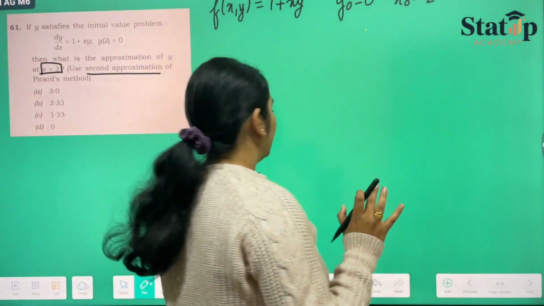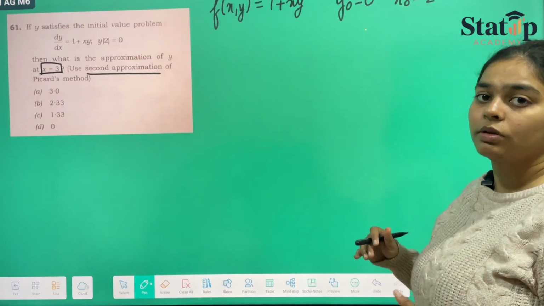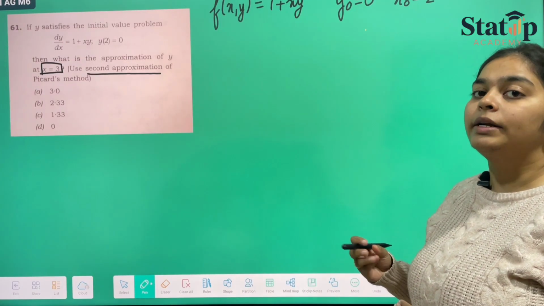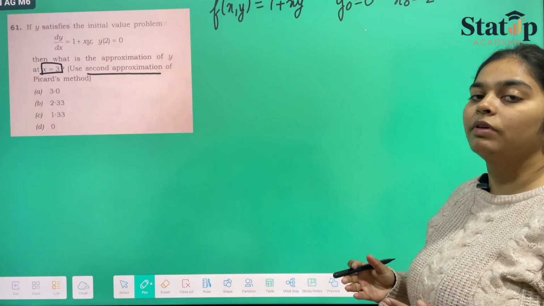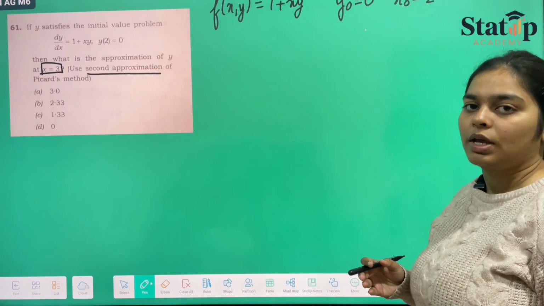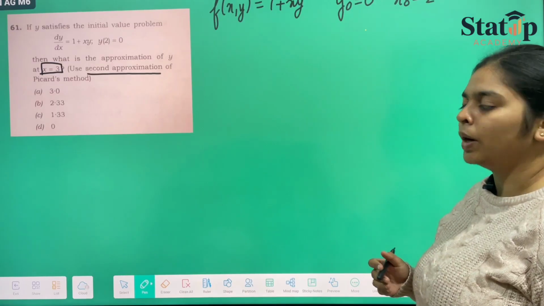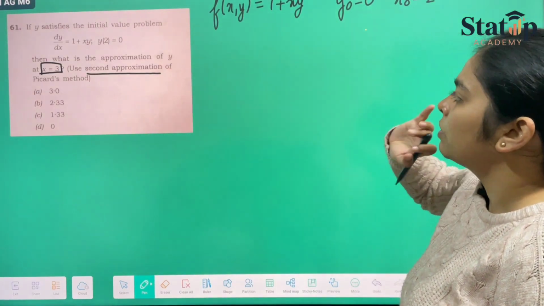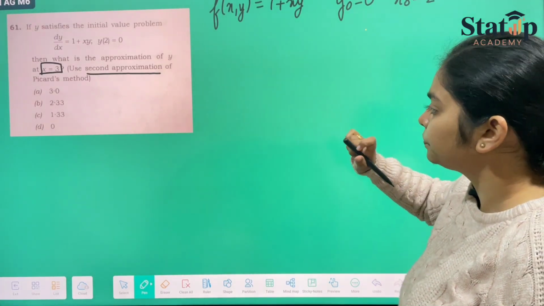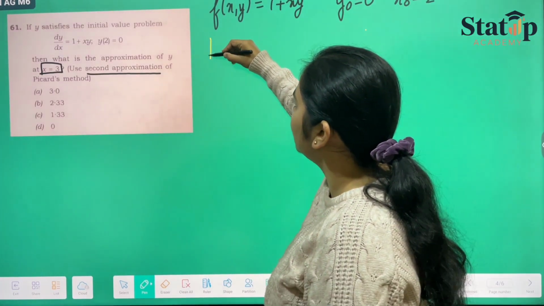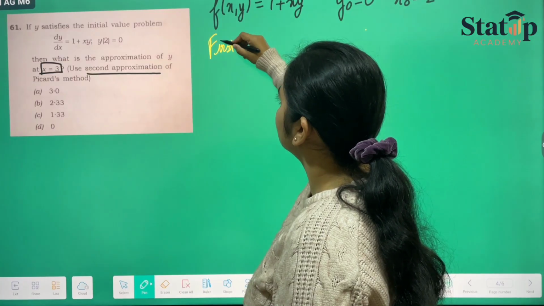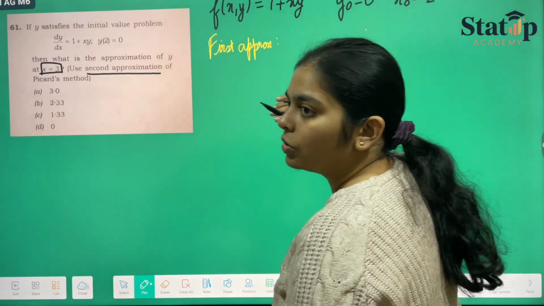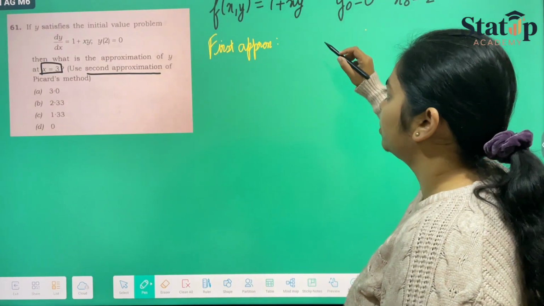So we'll use the second approximation of Picard's method. I have told you earlier that it is an iterative method, so we cannot directly use the second approximation. Firstly, we have to calculate the first, then move on to the second, and so on as required by the question. So we have to calculate for x equals 3. We have been provided with x also. First we'll calculate the first approximation. I'm doing it very slowly so that you all understand how to calculate it in the examination.